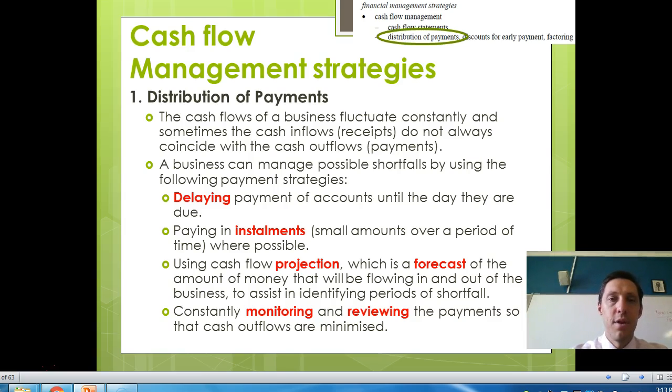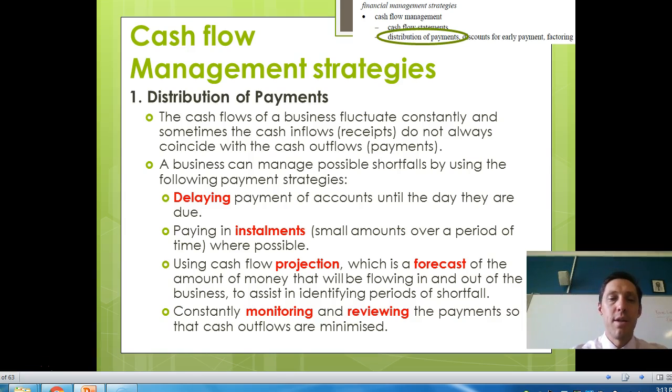And like I said in the previous video, really at the end of the day, a business would like to get its accounts receivable paid to it as quickly as possible, i.e. its debtors, and pay its creditors, i.e. its accounts payable, as slowly as possible. And that's what distribution of payment is partly about.